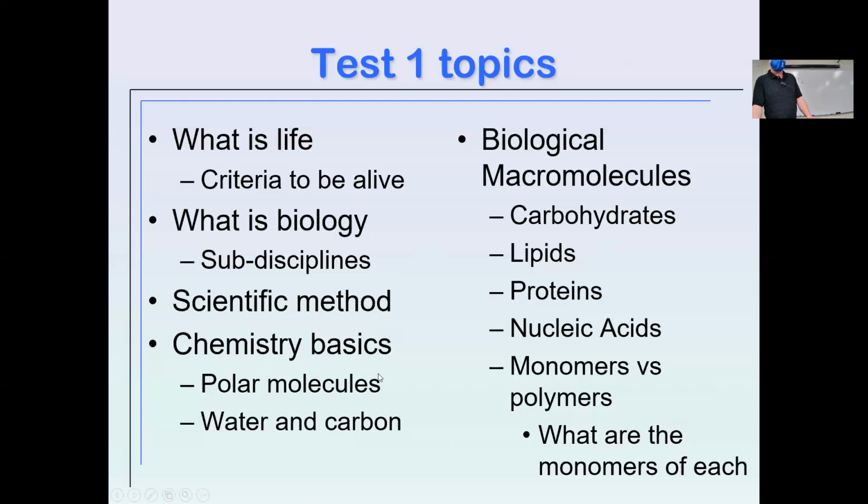So once we've got a basic understanding of chemistry, a very rapid crash course, we start talking about the larger molecules that we need to understand for later on in biology. And there's four main categories of those. You've got your carbohydrates, your lipids, your proteins, and your nucleic acids. We had a quick discussion about monomers versus polymers. Each one of these has a monomer unit and a polymer unit. So make sure we know what those are.